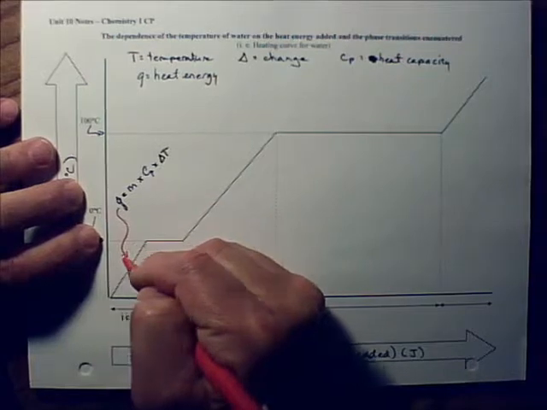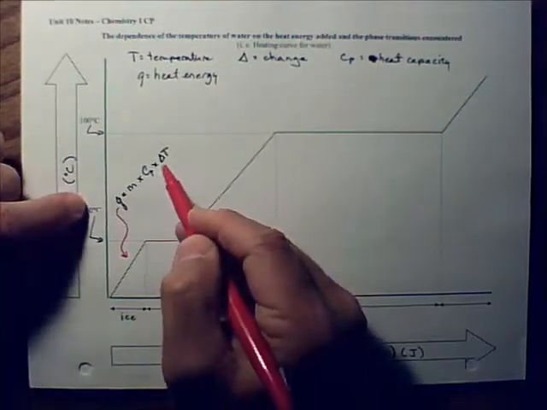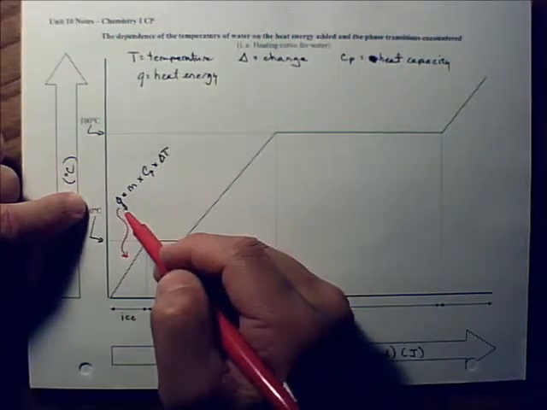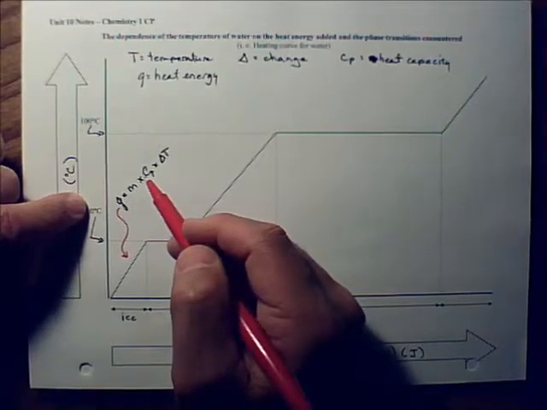So that's how we calculate. If we know what the change in temperature is, we can figure out how much heat was added, if we also know the mass and we look up the heat capacity.